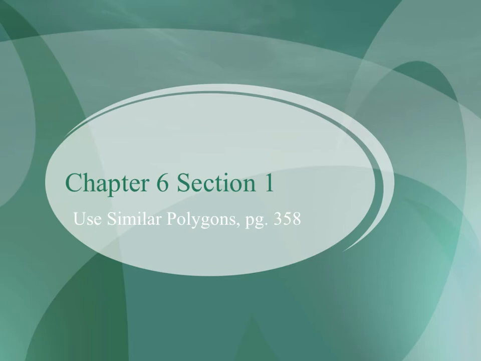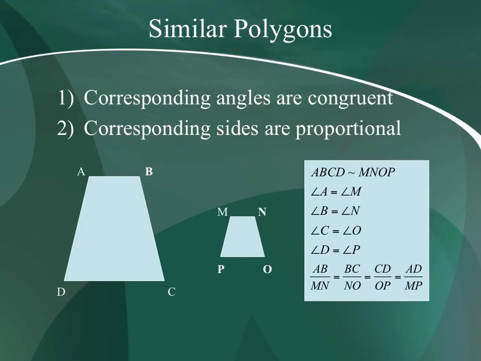Chapter 6, Section 1 is using similar polygons. So we are not going to be talking about congruent polygons anymore. I mean, we will in the future, but for this lesson, we are talking about similar polygons and what that means. So when we talk about similar polygons, we have two shapes, two polygons, where the corresponding angles are congruent. So all of the angles, 100% of them, every single one has to be exactly the same.